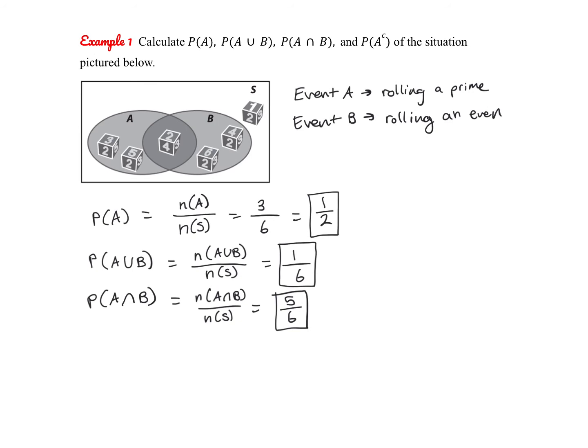And then the last thing we're going to find is the probability of the complement of A. Remember, that's the chance of A not happening. That's the complement. So we're going to find the number of outcomes that are not in set A, and we'll divide it by our total number of outcomes. You can see here's set A, so there's actually 3 outcomes that are not part of set A. Total is 6, so our probability is 1/2.